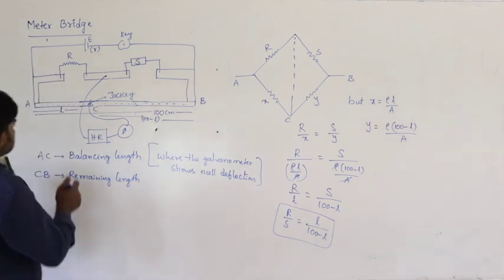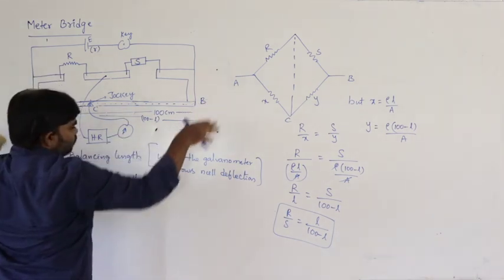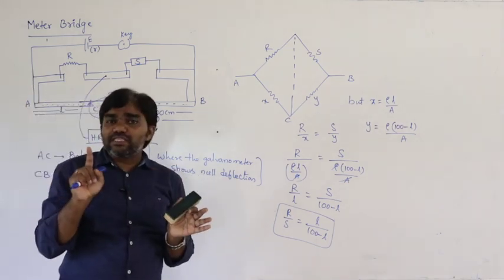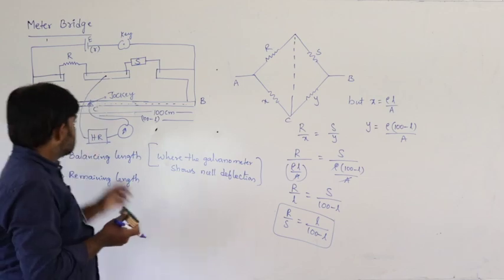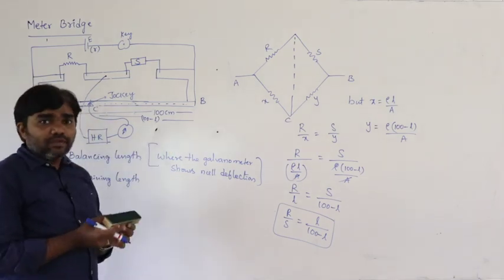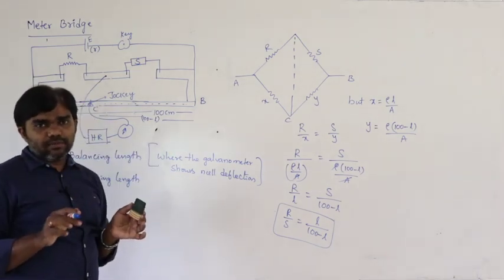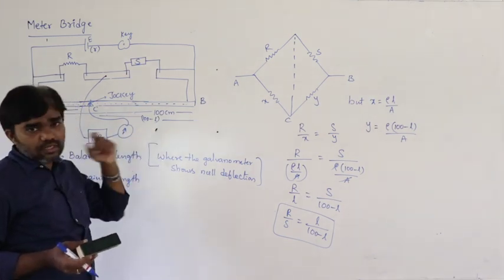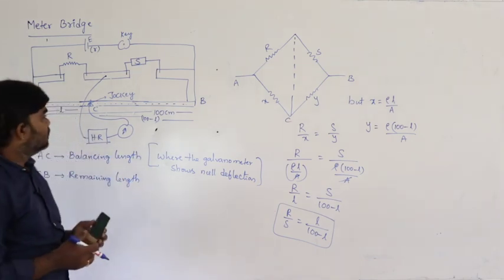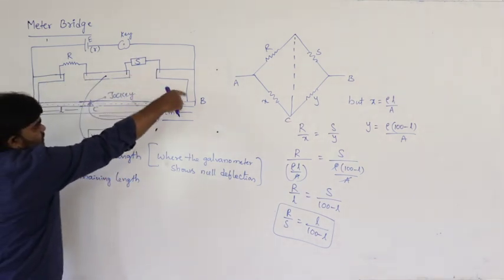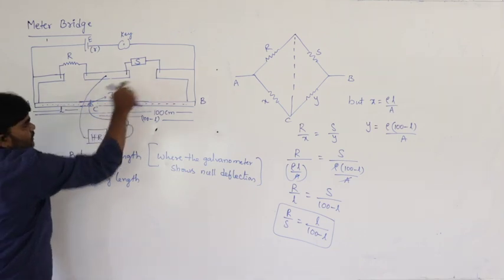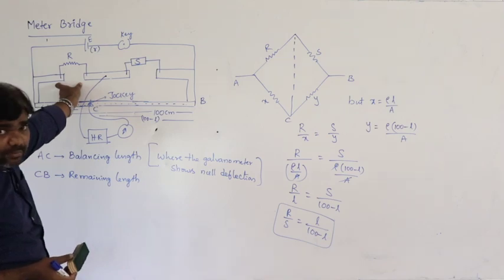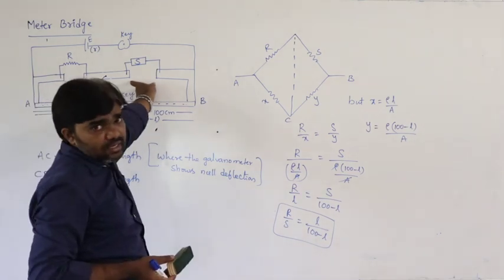So this is the construction. These are the two terminals. This is the long wooden board, and a uniform wire of length exactly 100 centimeters is fixed between A and B, and a uniform meter scale is also fixed alongside the wire, to check the balancing length. And these are the metal strips, fixed to the wooden board. This is considered the left gap and this is considered the right gap.